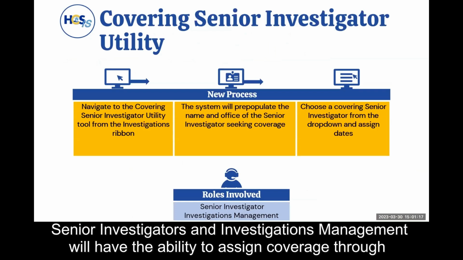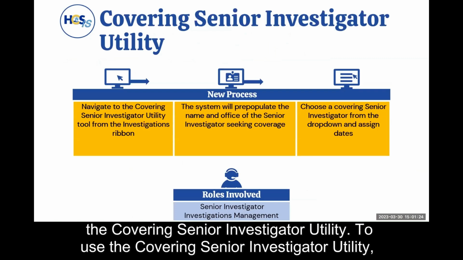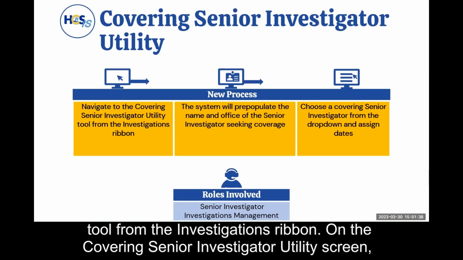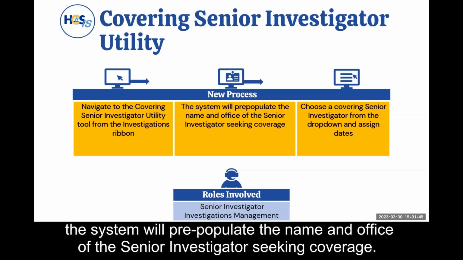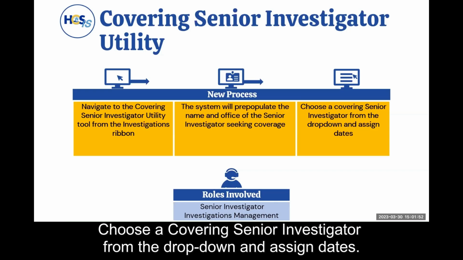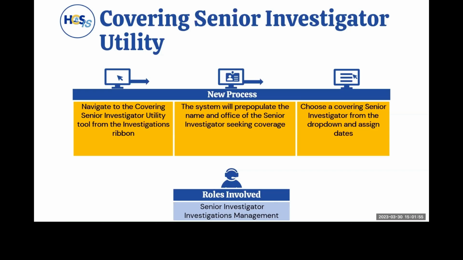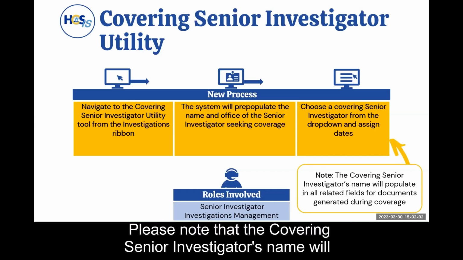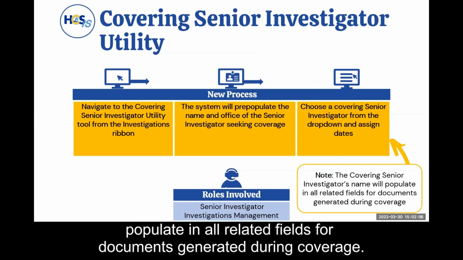Senior investigators and investigations management will have the ability to assign coverage through the Covering Senior Investigator utility. To use the utility, follow these steps. Navigate to the Covering Senior Investigator utility tool from the Investigations ribbon. On the screen, the system will pre-populate the name and office of the senior investigator seeking coverage. Choose a Covering Senior Investigator from the dropdown and assign dates. Please note that the Covering Senior Investigator's name will populate in all related fields for documents generated during coverage.